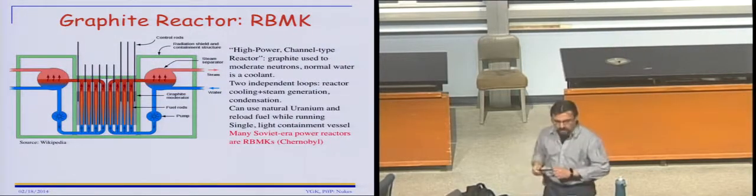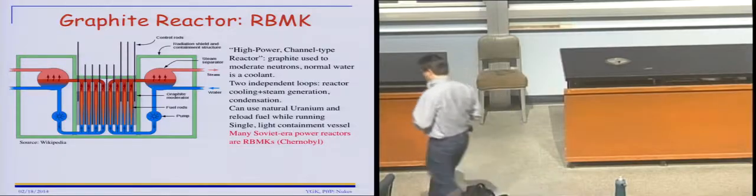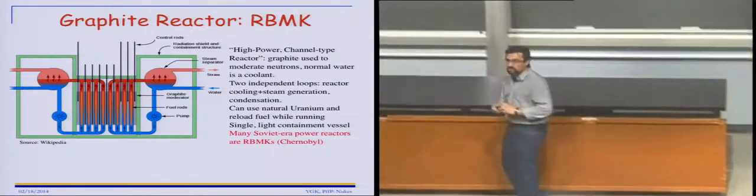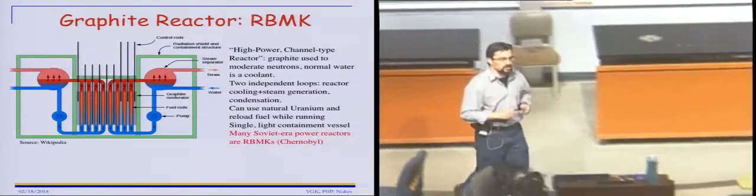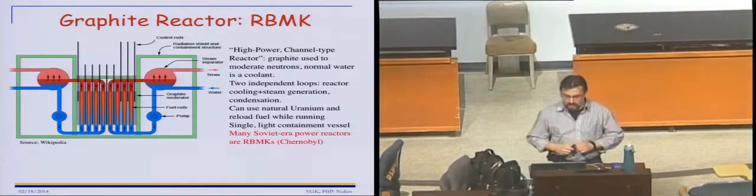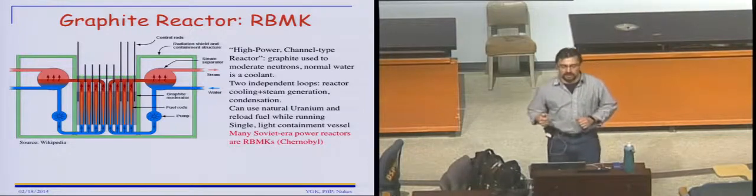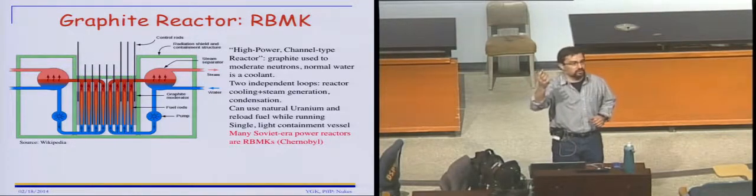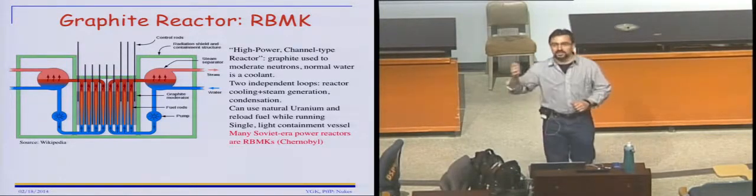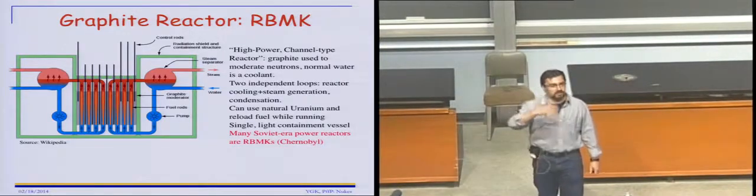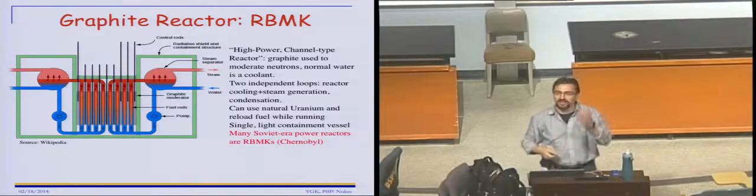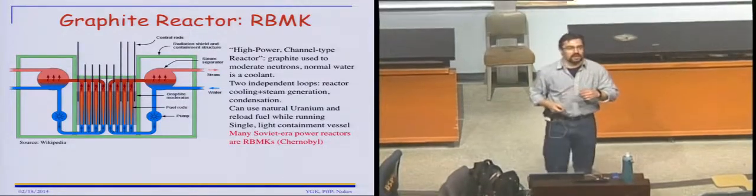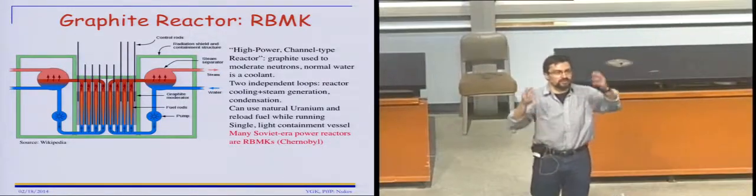And now the last, very unfortunate design that's now infamous is the so-called RBMK. This is the Soviet era design. RBMK stands for, it's actually a transliteration from Cyrillic. It's actually called реактор большой мощности канальный in Russian, which in English stands for reactor of high power, channel type.